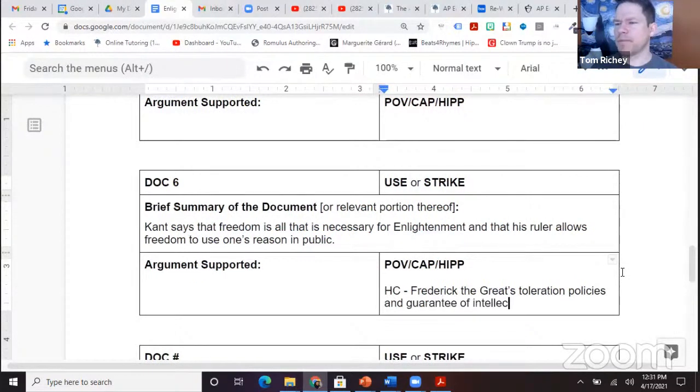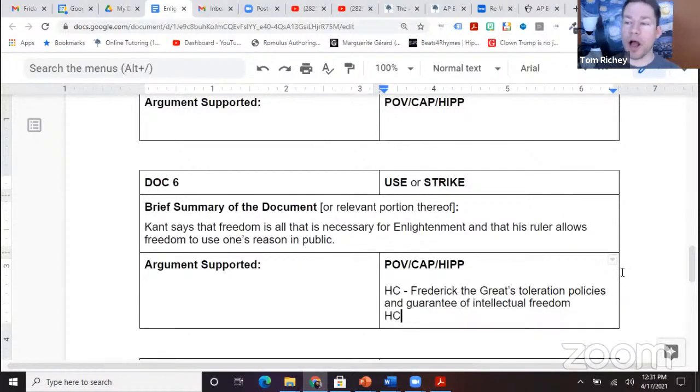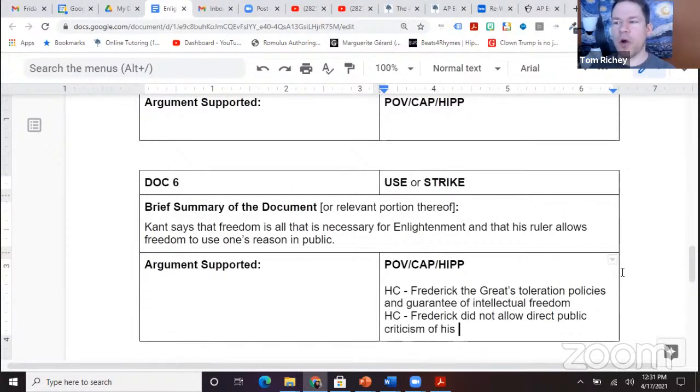and guarantee of intellectual freedom. Now, one thing we might want to note here is another piece of historical context. We note that Frederick did not allow direct public criticism of his decisions. Basically, direct public political criticism of his administration. So that's something as well that Frederick the Great is giving policies of religious toleration. And he's saying, you know what, when it comes to intellectual and religious matters, then argue as much as you want to.